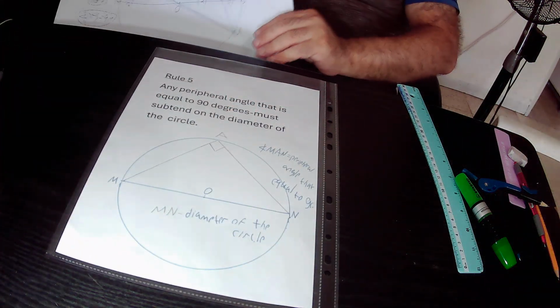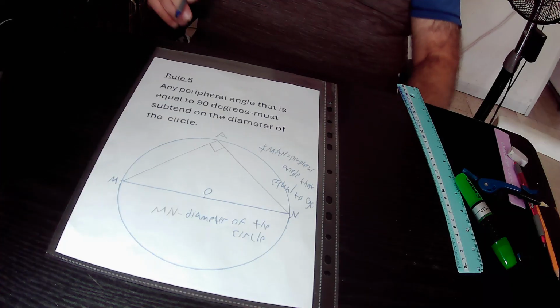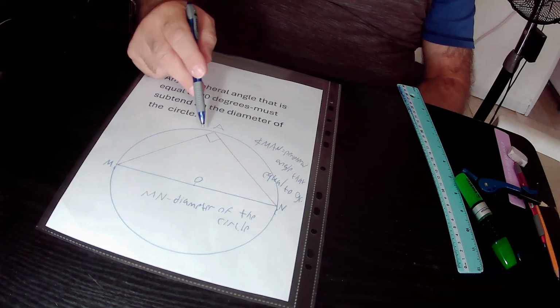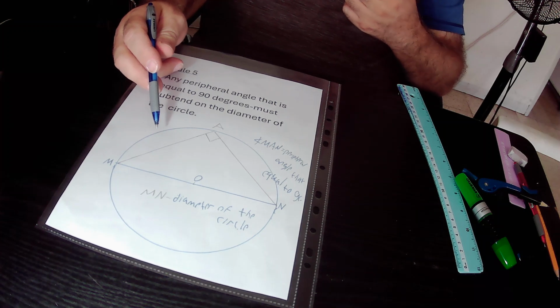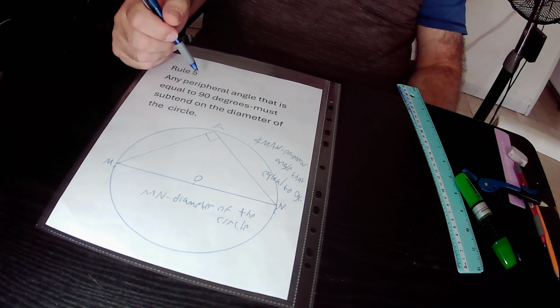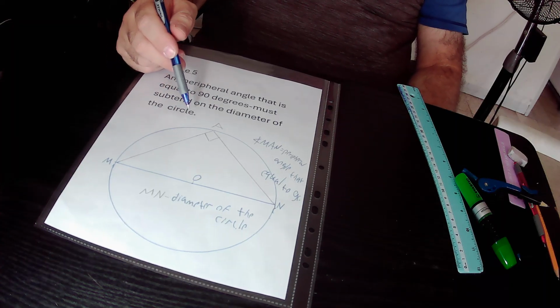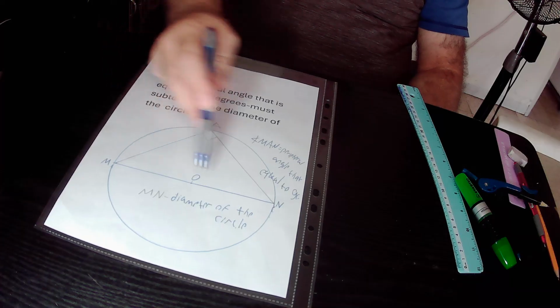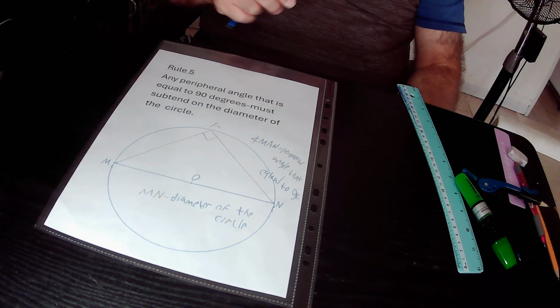According to rule 5, any peripheral angle that is equal to 90 degrees must subtend on the diameter of the circle. We have a circle. This is peripheral angle MAN, that is a right angle. Indeed, it subtends on the diameter of the circle, that is MN, because MN is the diameter of the circle. So according to rule 5, any peripheral angle that is equal to 90 degrees in its size must subtend on the diameter of the circle.